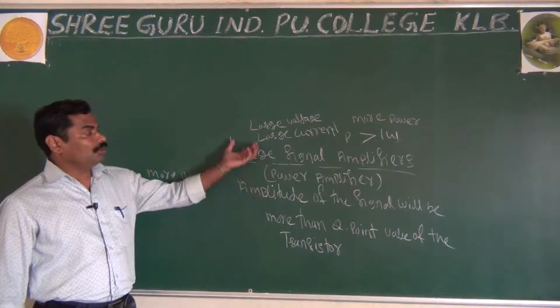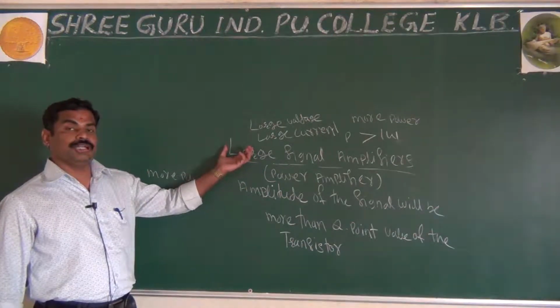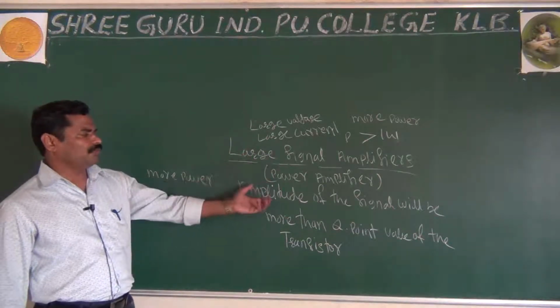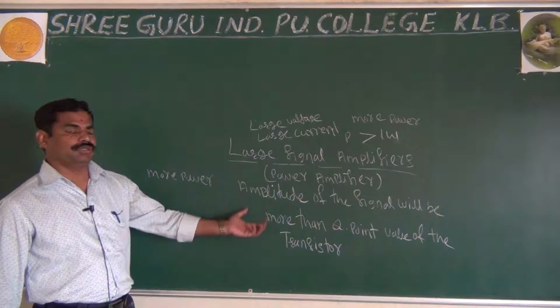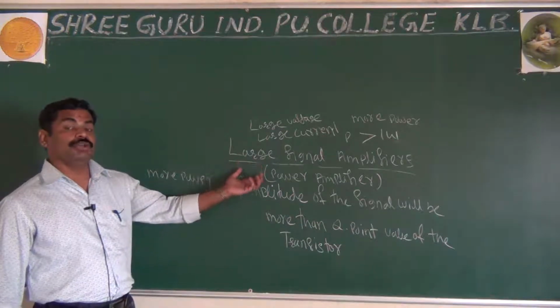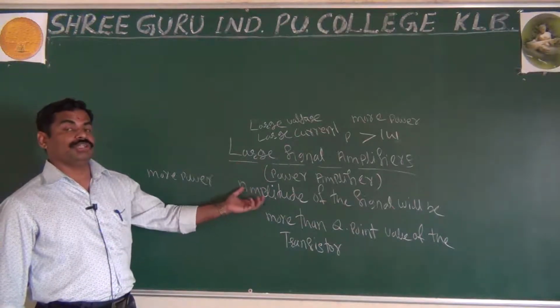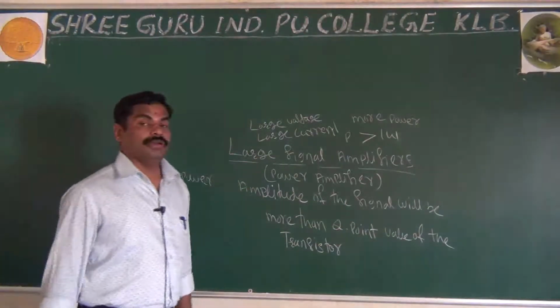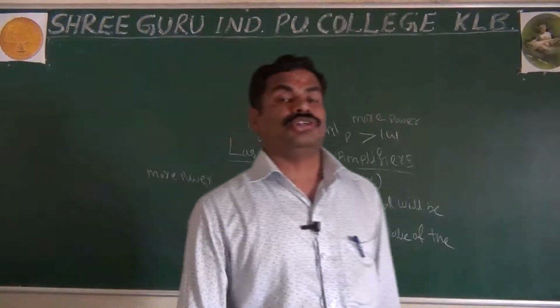These are the importance of your small signal amplifier. Also, large signal amplifiers are used for impedance matching. In your large signal amplifier you have impedance matching, so it is also used for impedance matching. These are the importance of your small signal amplifiers and also large signal amplifiers.